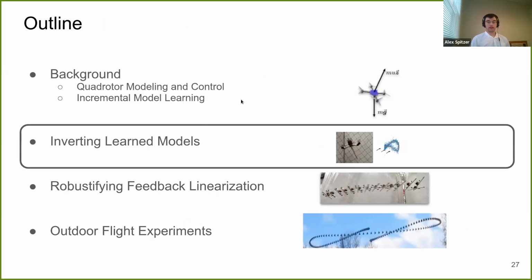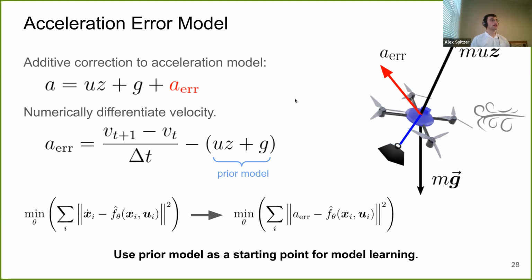So now I want to move on to the first part of our work, which is how do we learn acceleration models and how do we invert them for control. If you recall, the original quadrotor model has two forces, gravity and thrust. The obvious thing to do is to consider all the other forces. I've labeled that in red here, a sub r. And we're going to attempt to learn all of the other forces with model learning.